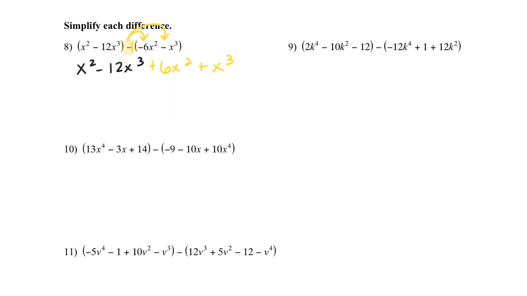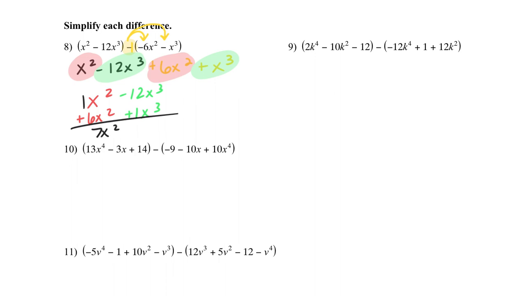And then from this point on, it is exactly like multiplication. X squared goes with 6x squared. Negative 12x cubed goes with x cubed. And so I will have x squared plus 6x squared and negative 12x cubed plus 1x cubed, and I can add those up. So I get 7x squared minus 11x cubed, and I'm going to write my answer in standard form.